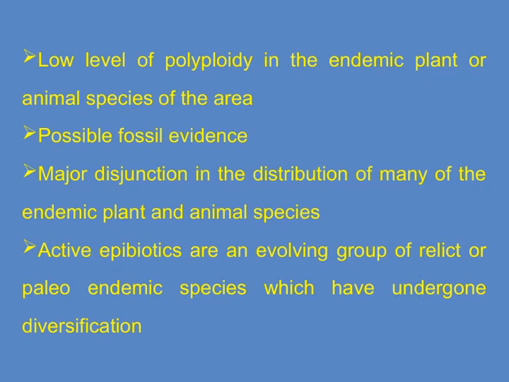Let's talk about the low level of polyploidy observed in the endemic plant and animal species of this area. Polyploidy, as you know, is when an organism has more than 2 sets of chromosomes, and in this region, such occurrences are quite rare among endemic species. This suggests that these species have maintained relatively stable chromosome numbers over time, which can influence their evolutionary pathways.